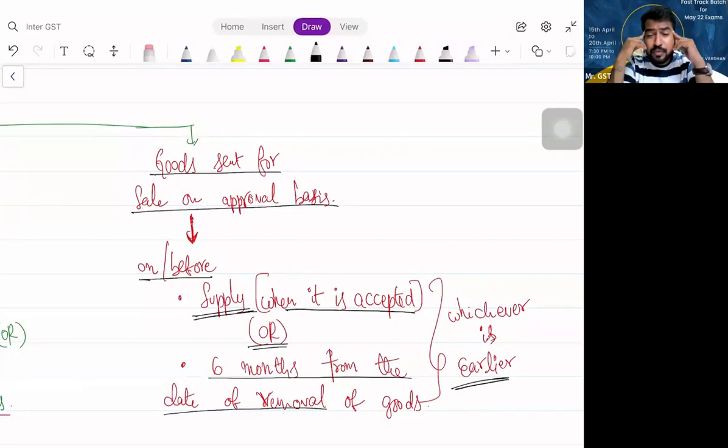Akshata never gave the approval. That means I never raised the invoice. I can escape GST liability, correct? Are you able to understand? That means I can show something as goods sent for sale on approval basis for a longer period of time and I can avoid GST liability, yes or no?